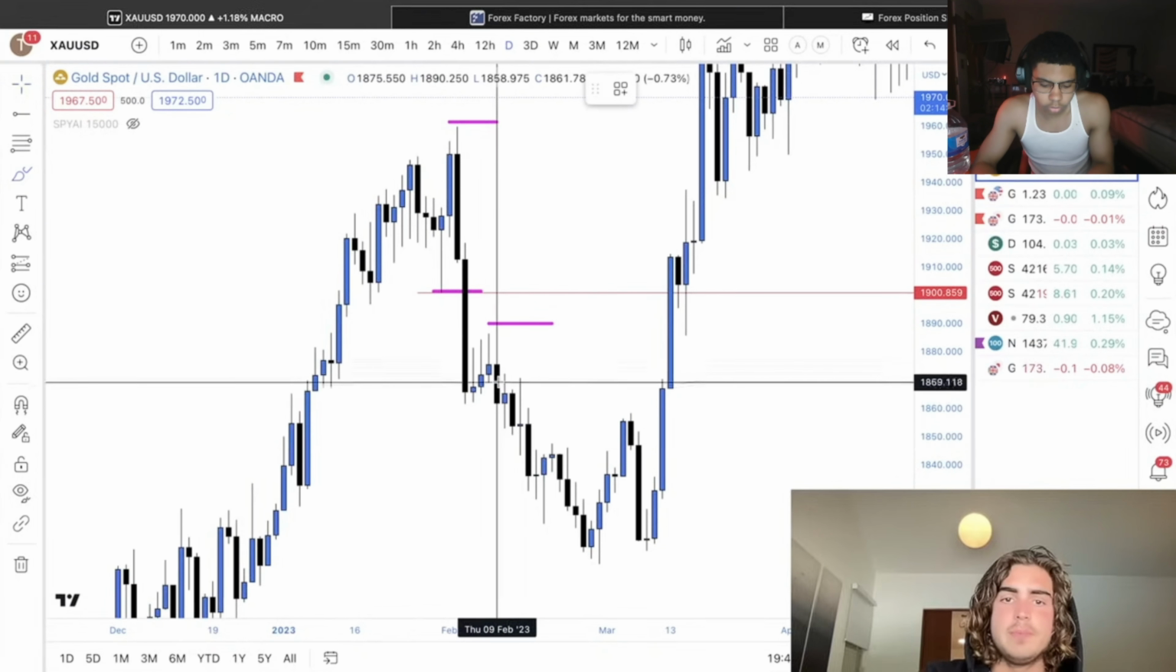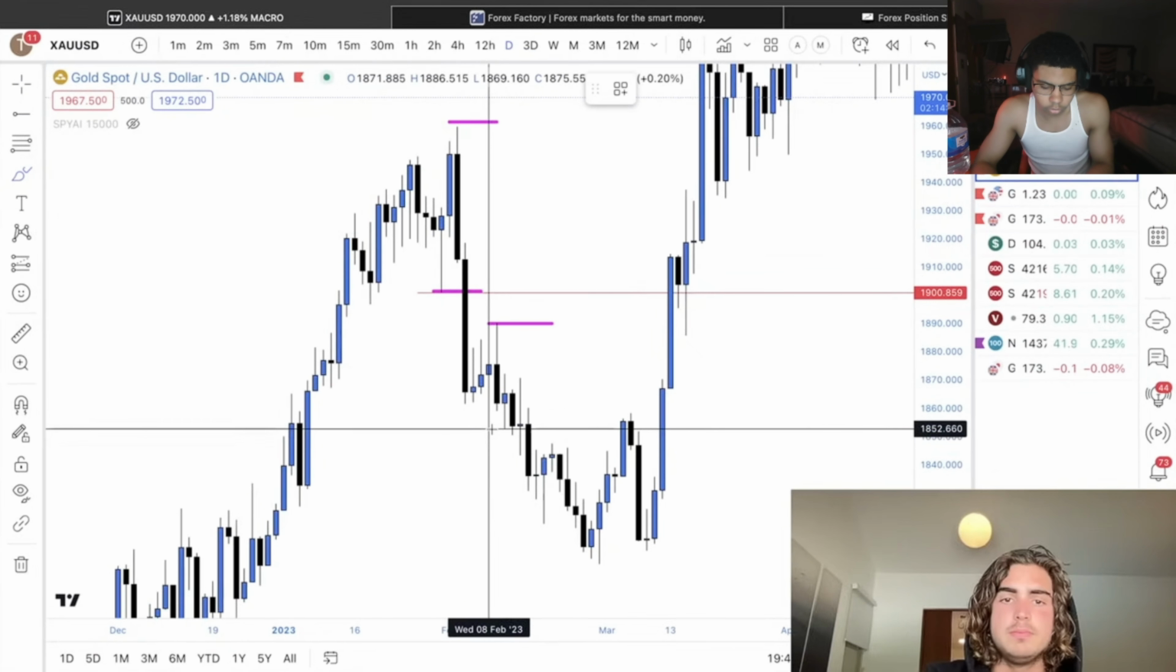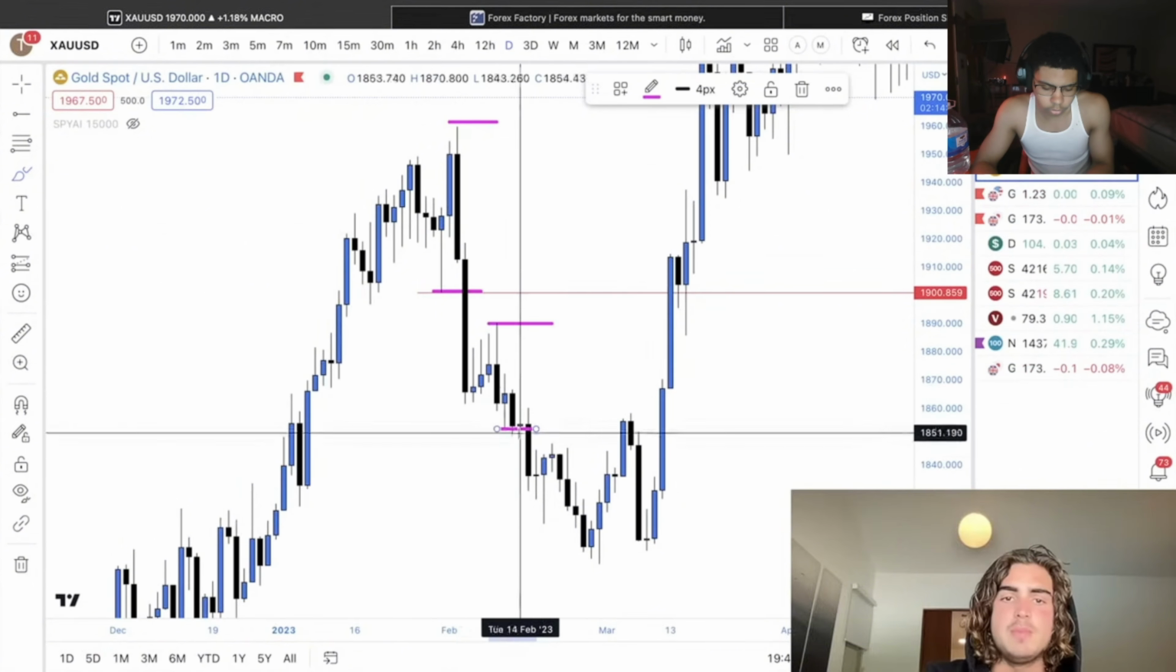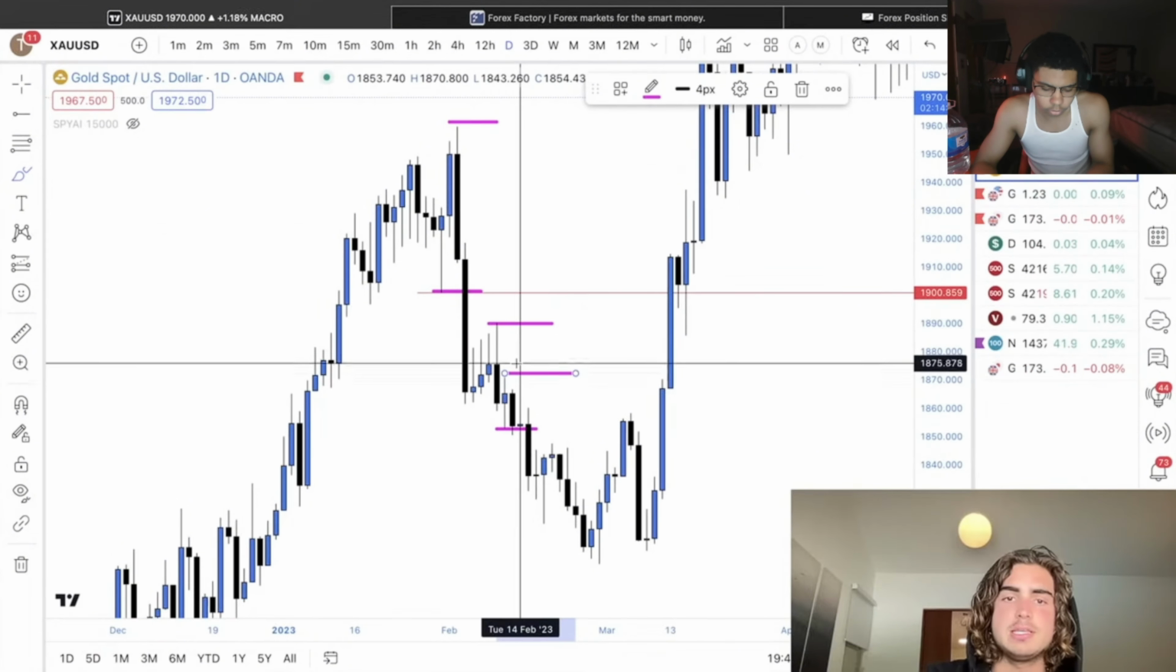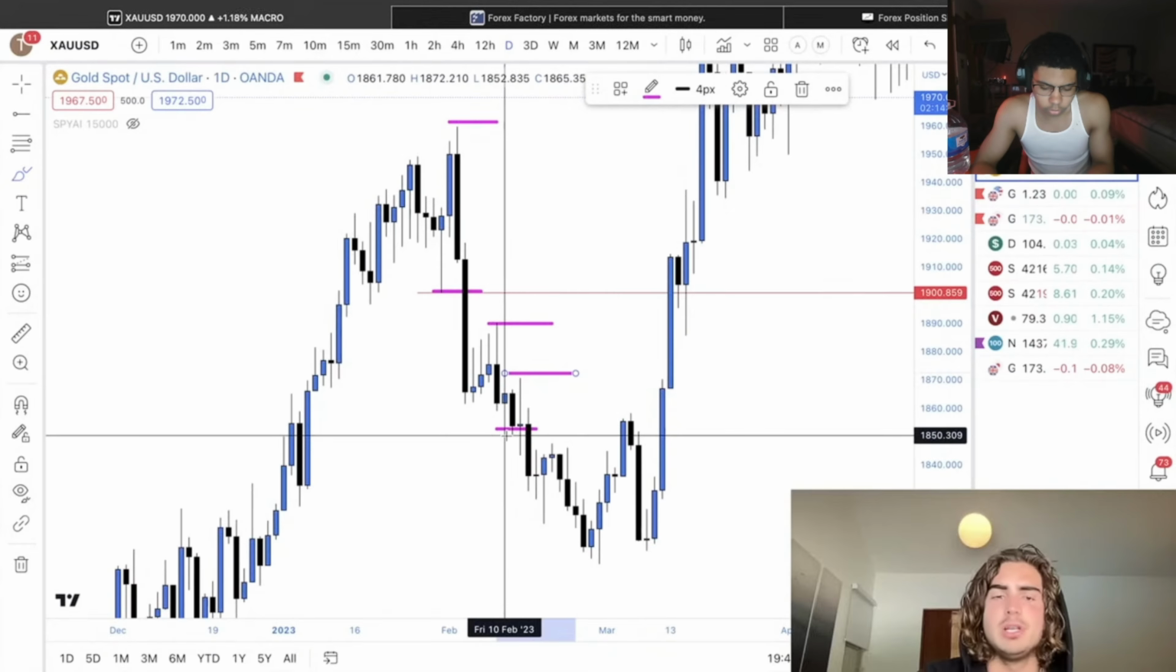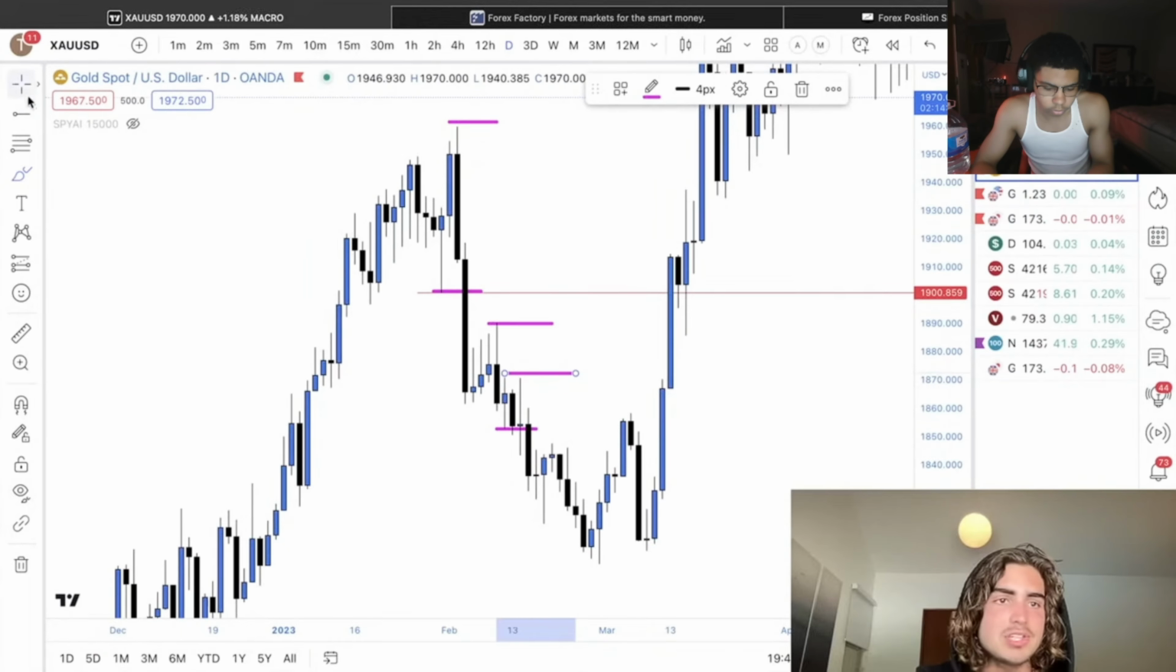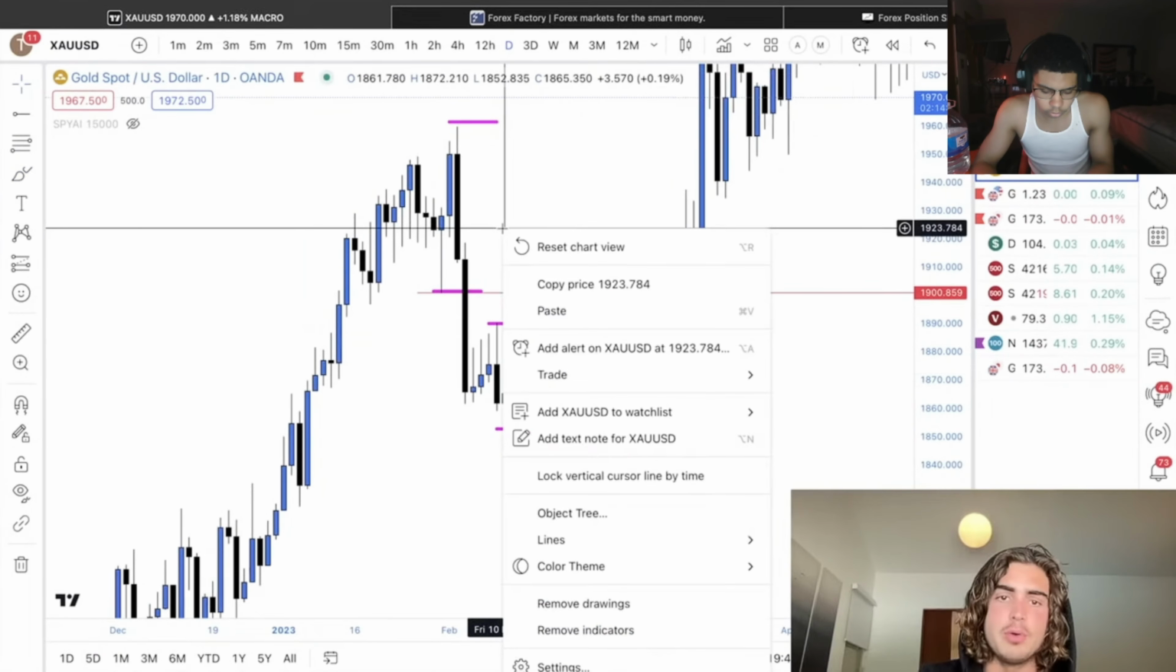What's this right here? A move down, then a move up. That's a low. What's this right here? Move up, then a move down. That's a high. What's this? A lower high, a lower low? Wow, would you look at that? It's a trend. It's a downtrend because market structure broke.